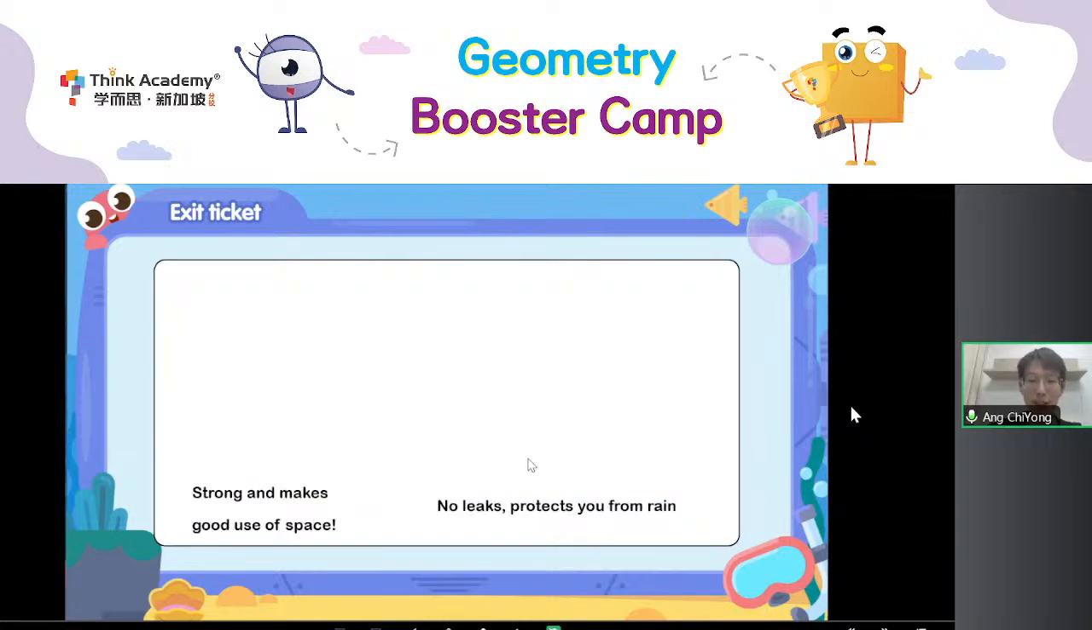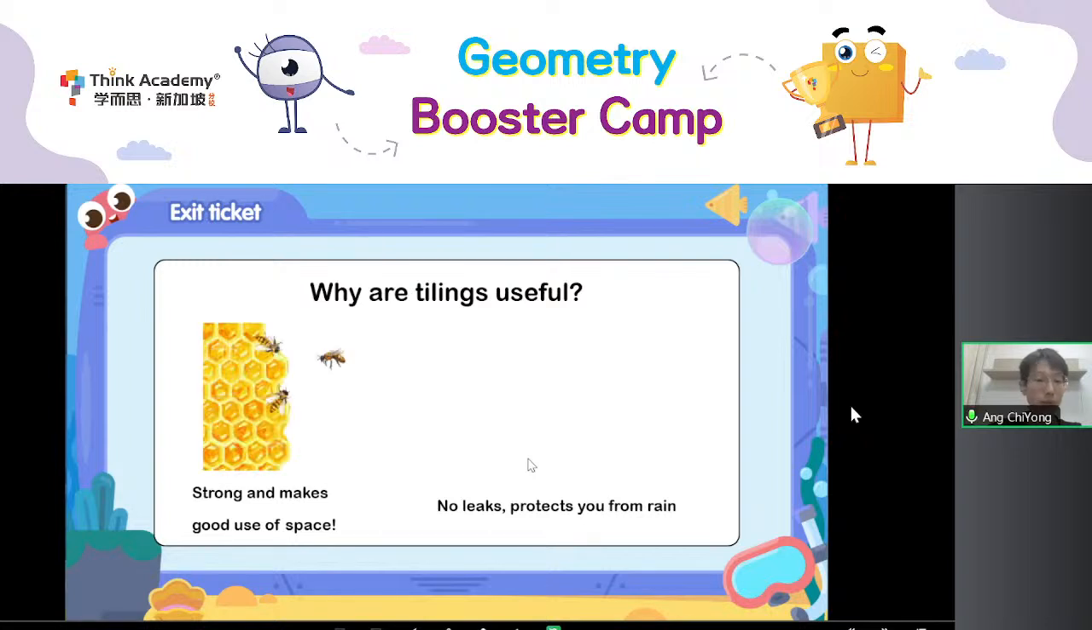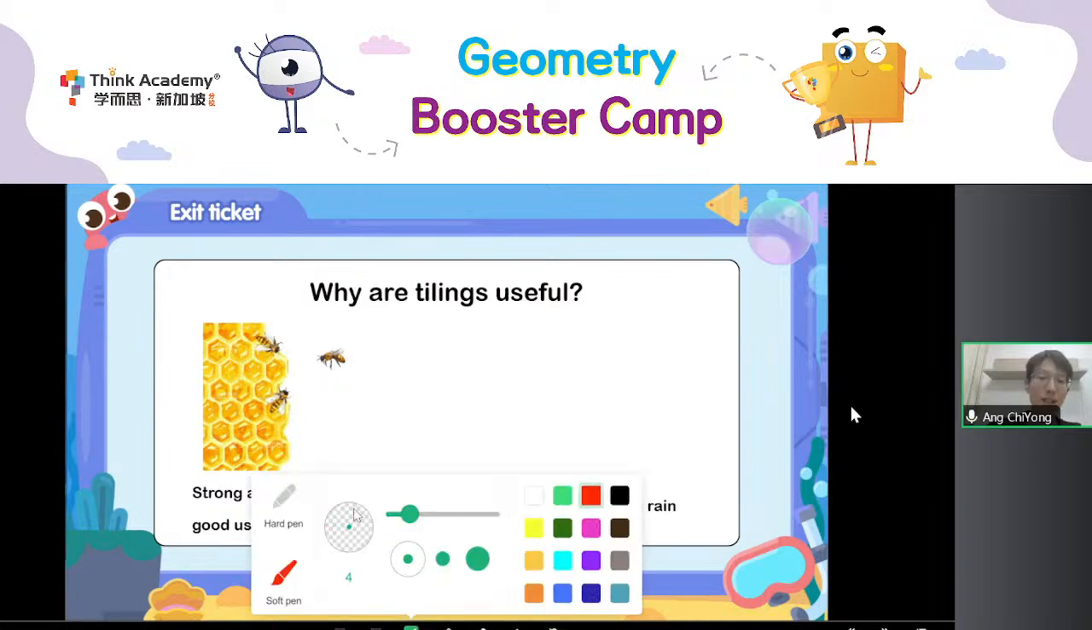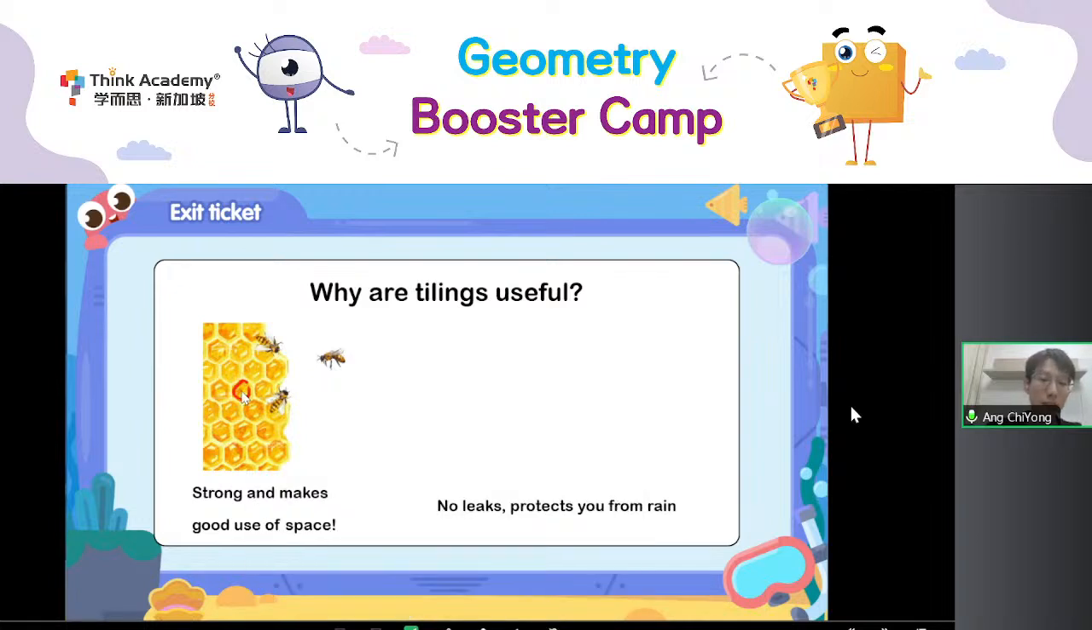Okay, and then why are tilings useful? Someone already said we have a, what's this called? A beehive, right? The bees in nature know how to build houses like this, right? If you build the beehive this way, it makes the beehive really, really strong. So the enemies cannot destroy the beehive easily. And they also keep their babies inside one of these, right? These little holes, they keep their babies over there. So little worms like this.